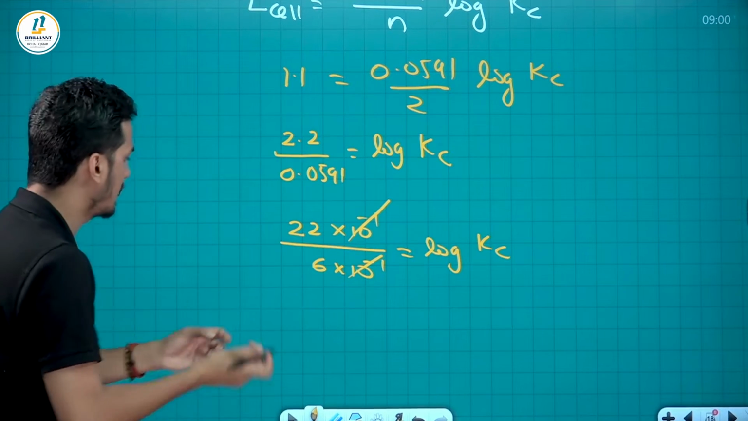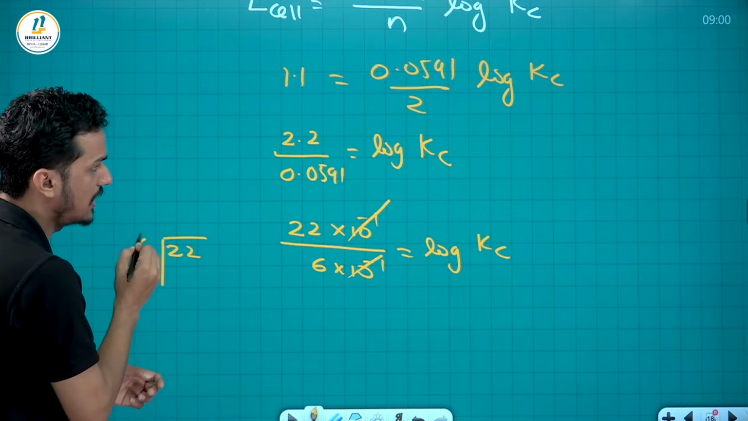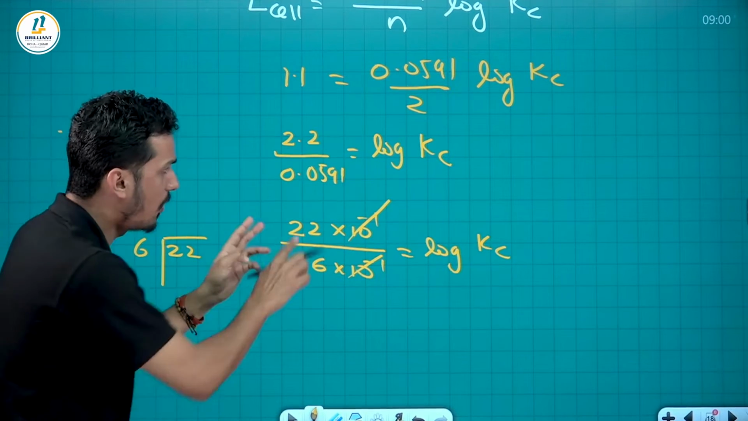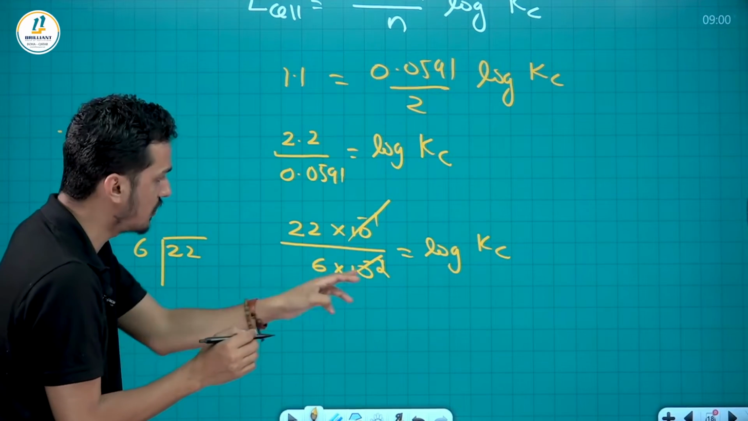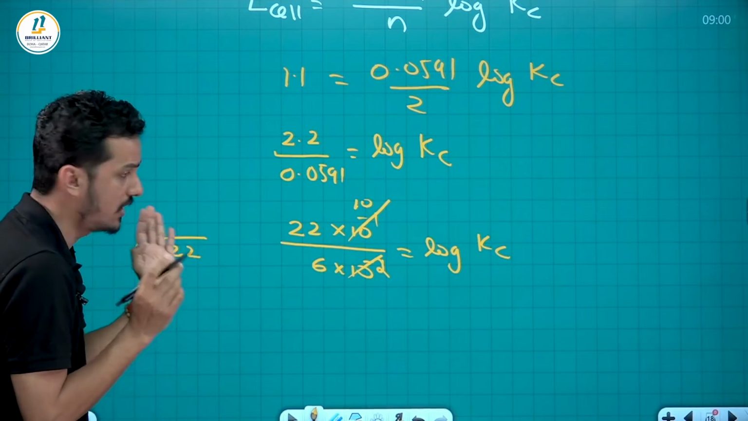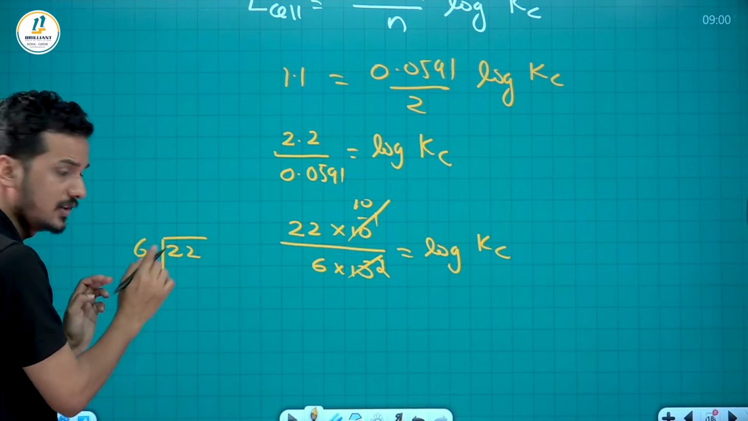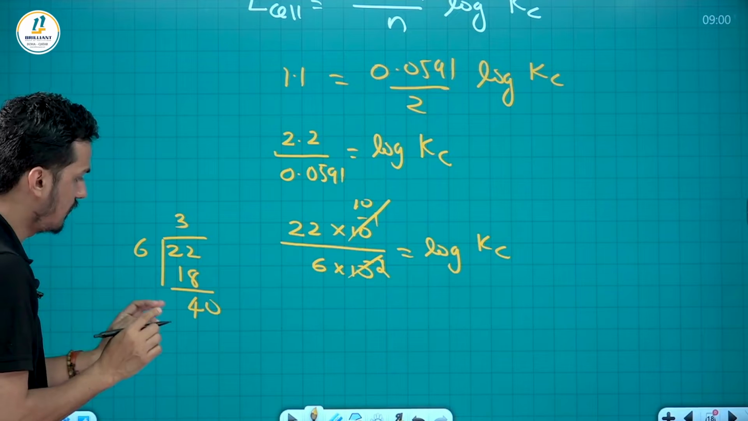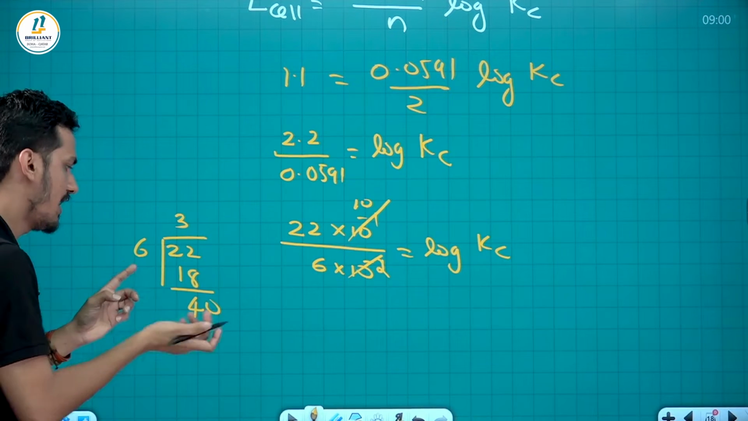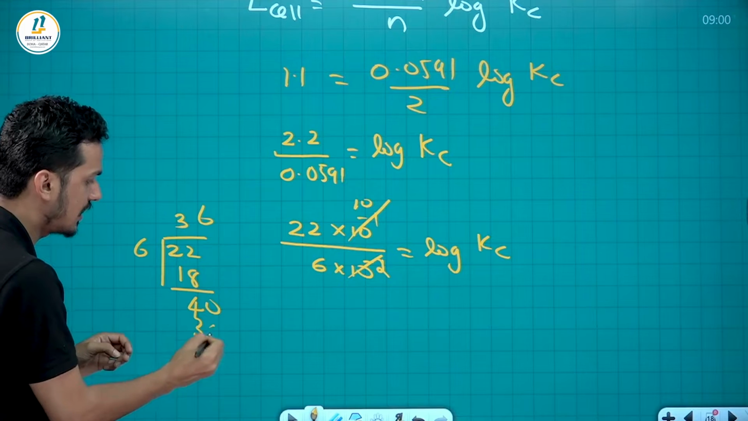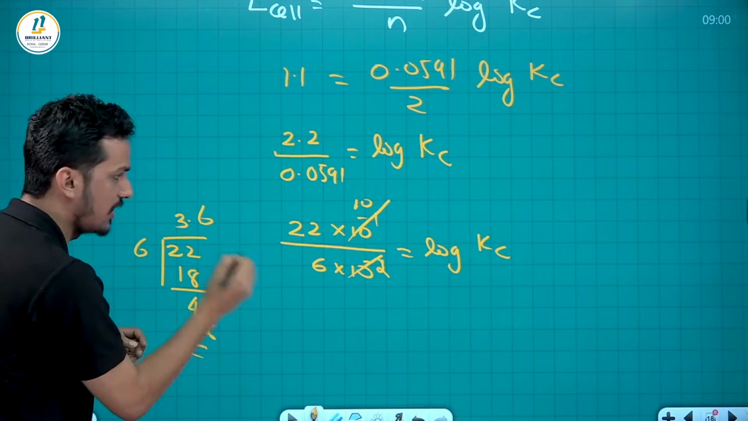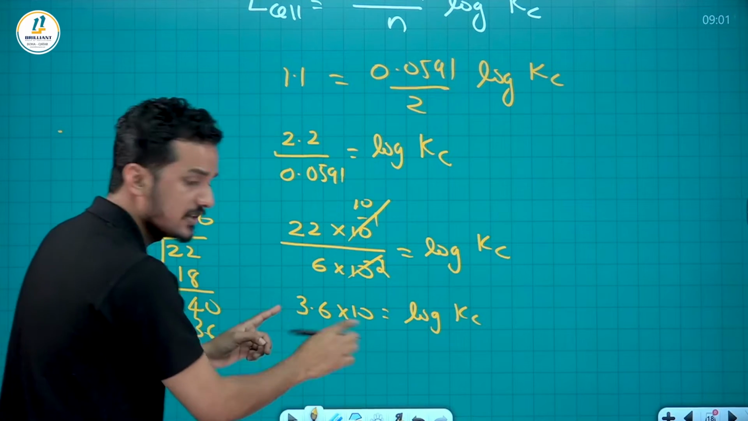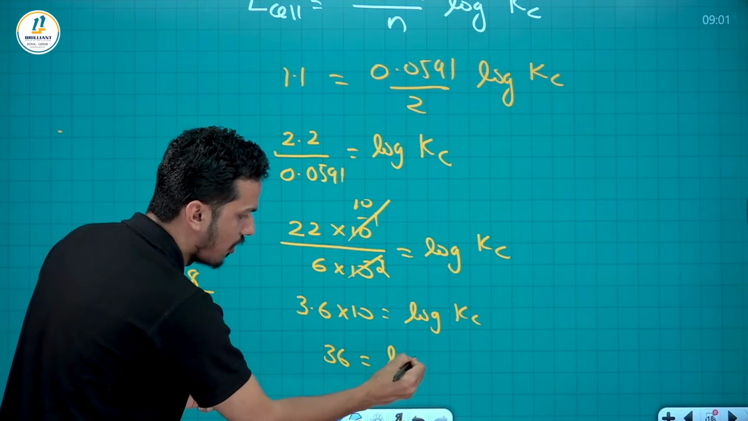What is 22 by 6? I can calculate 22 by 6. I am sorry, 0.06 means 10 raised to minus 2 will be there, so 10 will go to the top. Here 10 will be there. That idea you have to remember. So 22 by 6: 3 sixes are 18, so 18 will come. Then again 4 will come, 40. Out of 40, how many 6 are there? Again 6, 6 sixes are 36. So 3.6 will come. 3.6 into 10 equals log Kc, meaning that is actually 36. 36 equals log Kc.